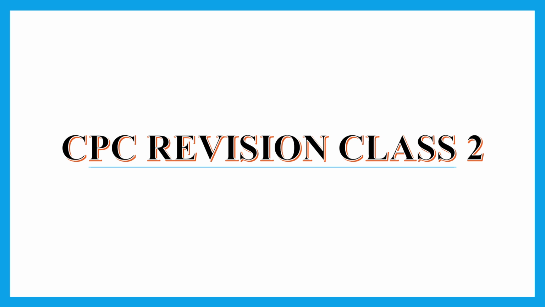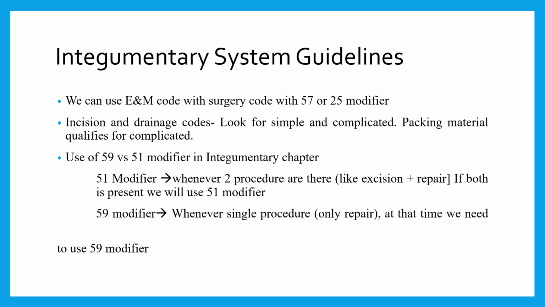Sorry. So okay, today we will see integumentary system guidelines. We can use E&M code with surgery code with 57 or 25 modifier. So in the integumentary system, we will use E&M code with the surgery code but with 57 or 25 modifier.